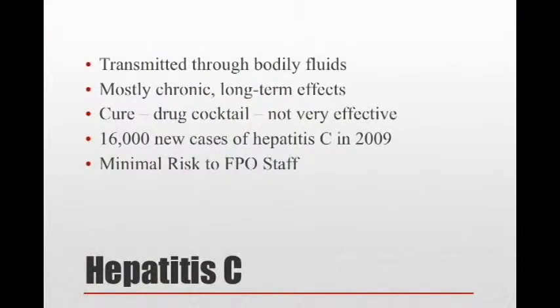Hepatitis C is transmitted through bodily fluids. It's mostly chronic long-term effects. There's a cure, but once again, it's only 50% effective. There were 16,000 new cases of hepatitis C in 2009. It's very interesting, as I was updating some of the PowerPoints, the information even as of 6 years ago, the number of new cases of these hepatitis is almost halved from what it was. So people are getting more educated about these diseases and taking proper steps to avoid transmitting them. And more people are getting immunized as well.